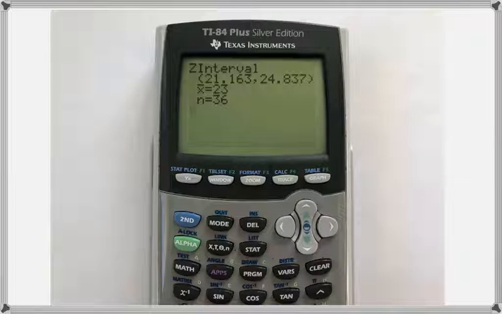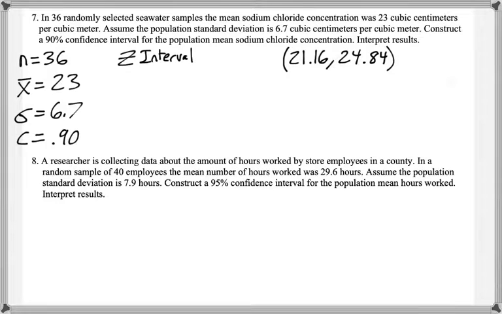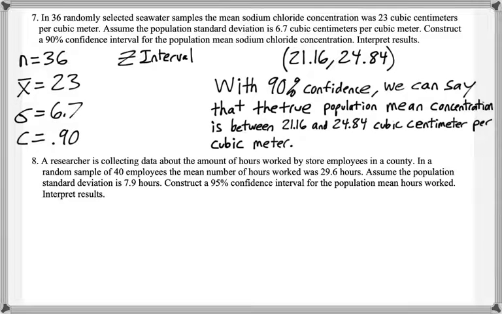So our confidence interval, rounded to 2 decimal places, is 21.16 to 24.84. So that is our confidence interval, and what that means is, with 90% confidence, we can say that the true population mean concentration is between 21.16 and 24.84 cubic centimeters per cubic meter.